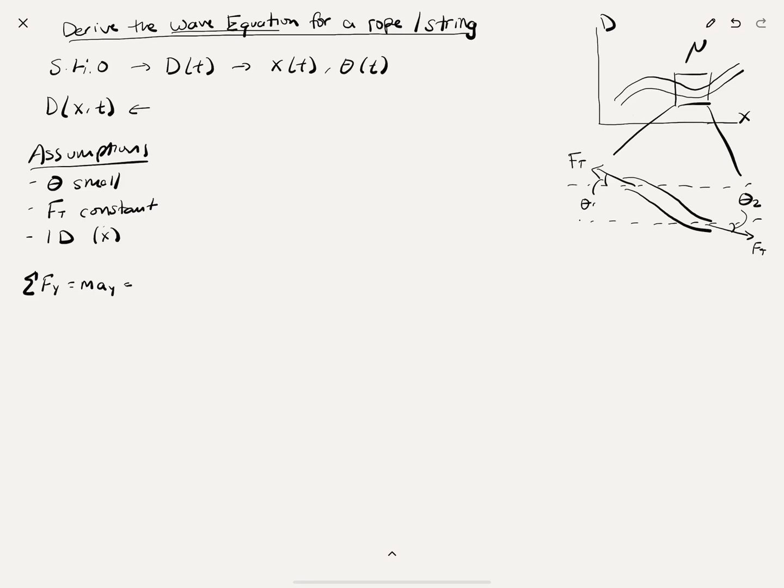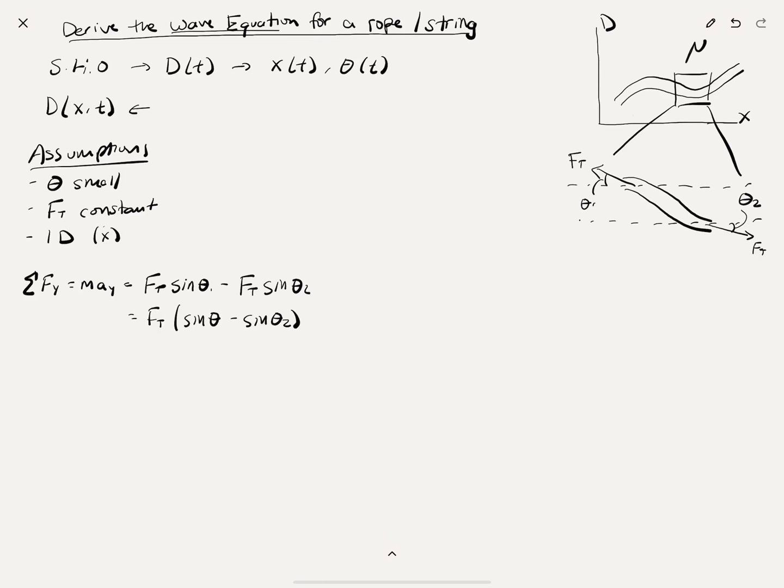And I can sum up those two forces. So facing upwards, we have a tension force, and its component is F_t sine theta 1. And facing down, we have another tension, F_t sine theta 2. I can go ahead and group these: F_t times (sine theta 1 minus sine theta 2).